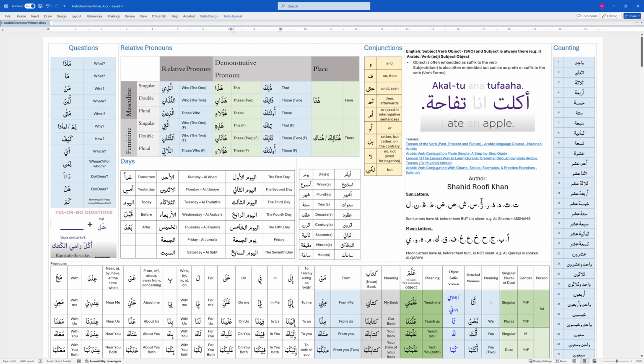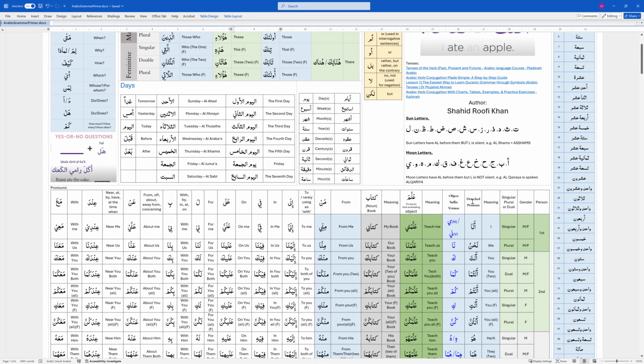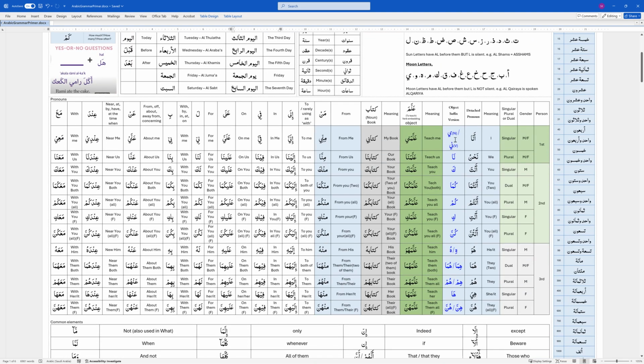Earlier we also discussed the normal grammar of English compared to Arabic: in English we have subject, verb and object, while in Arabic the order is different. We have verb, subject and then object. And both object and subject can be embedded within the Arabic word. This is the beauty of the Arabic language. A single word can be powerful enough to contain both the object as well as the subject. In the earlier video we discussed how the object can be embedded.